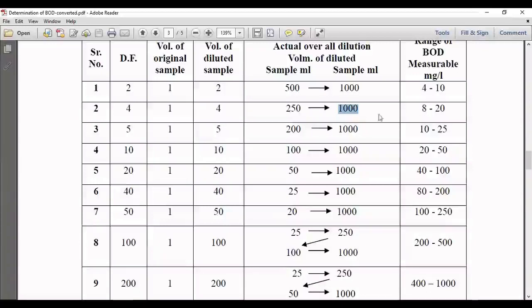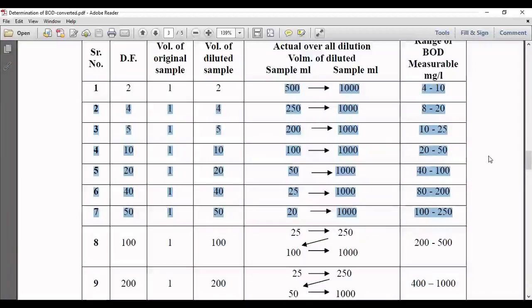So here also, if we put 2 into 4, the dilution factor is 4. So here 2 into 4 is 8, right? And 5 into 4 is 20. So we get this particular range. Up till now we have been seeing the single dilution. Up till here you can see all these are your single dilutions. What is the meaning of single dilution, I'll be telling you when we come across the double dilution.